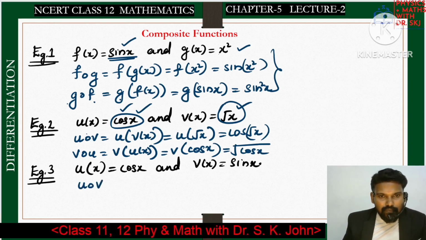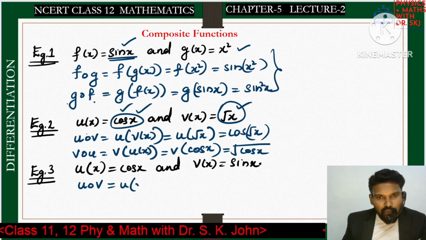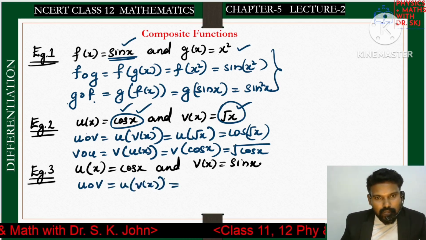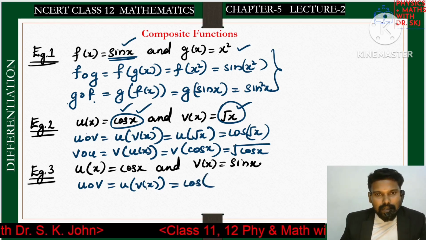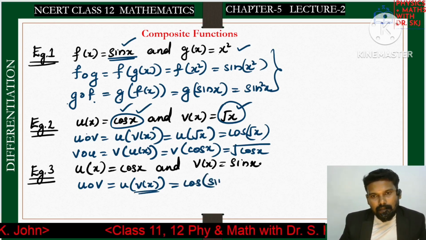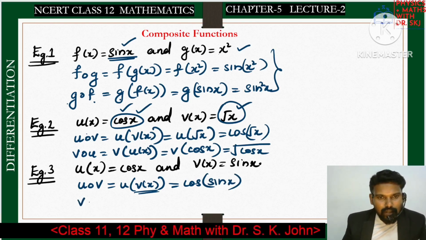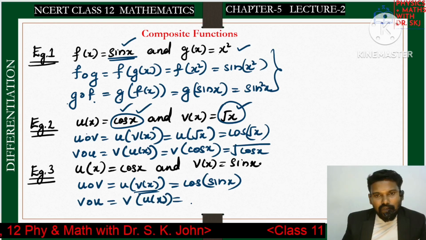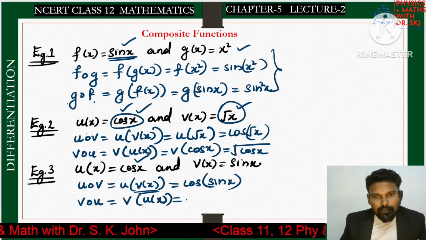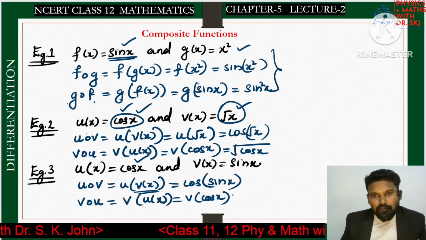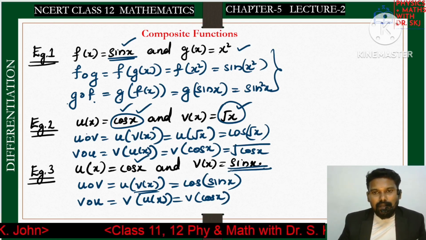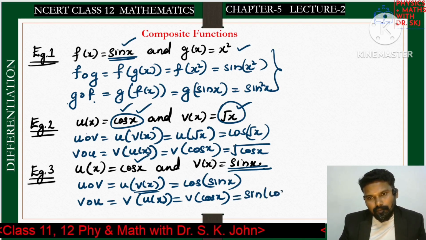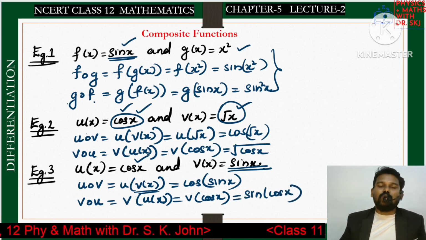U composition v is, we know, u of v of x. So what is u? U is the cos function. Cos of what is v of x? Sin x. Okay. Now what is v composition u? It is v of u of x. What is u of x here? U of x is cos x. So v of cos x. What is v of x? It is sin x. So sine of cos x. So these are examples of composite functions.